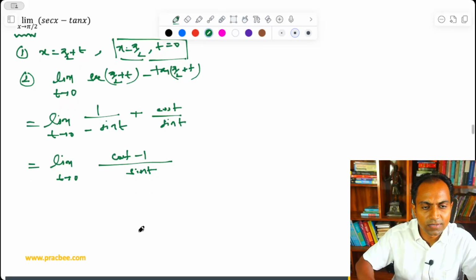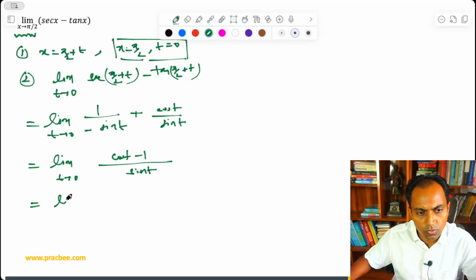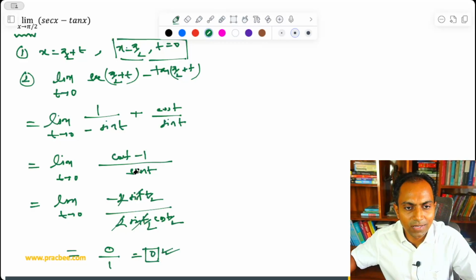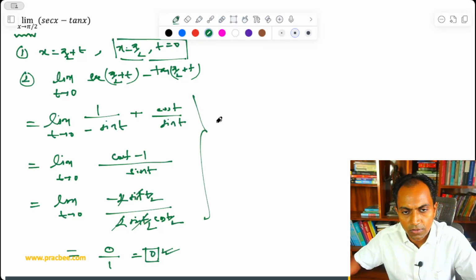If I write it like this, the answer comes out to be limit t tends to 0 minus 2 sin square t by 2. This can be written as 2 sin t by 2 by cos t by 2. This 2 will get cancelled out, sin will get cancelled out. Now if I put the limit, numerator becomes 0, denominator becomes 1, answer comes out. You can see that here when we have used factorization, we have used trigonometry to do it. We'll learn more about such questions in trigonometric limits.